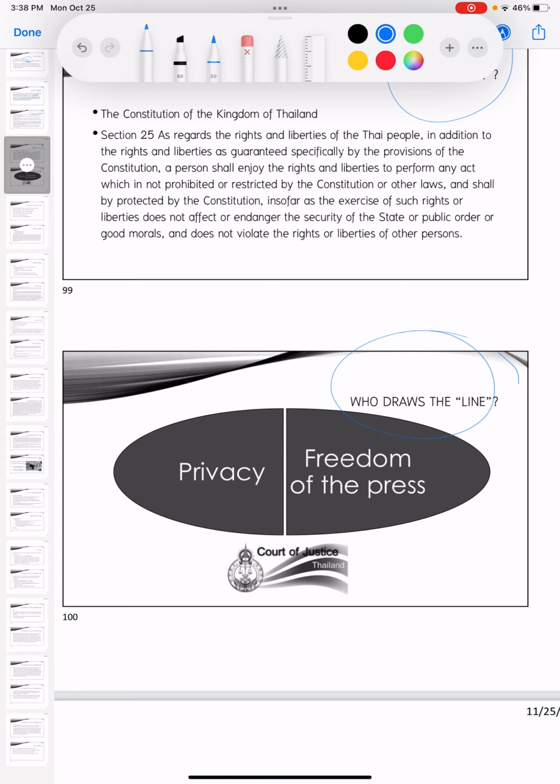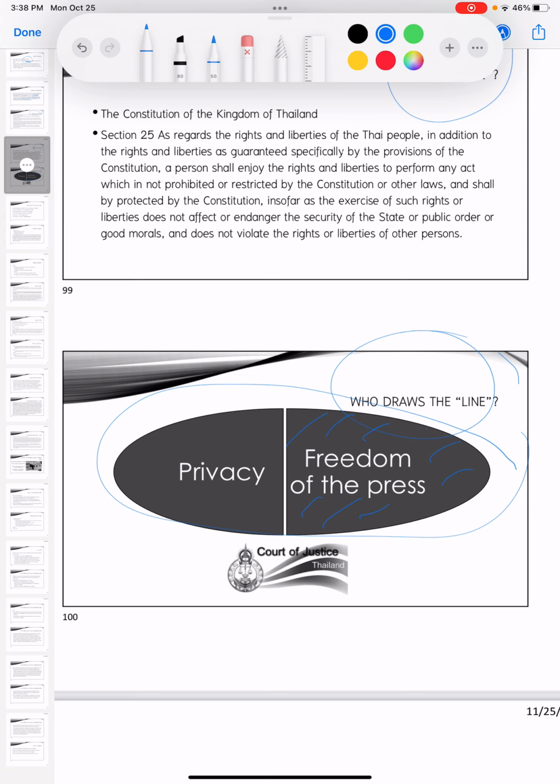Here, I intentionally made it so that in this picture you can see that the area of freedom of the press is a little bit bigger. From my experience of seeing a lot of cases, most cases, maybe 70-80%, freedom of the press prevails. Why? Because freedom of the press serves the public interest, and privacy might be sacrificed in order to serve that public interest.